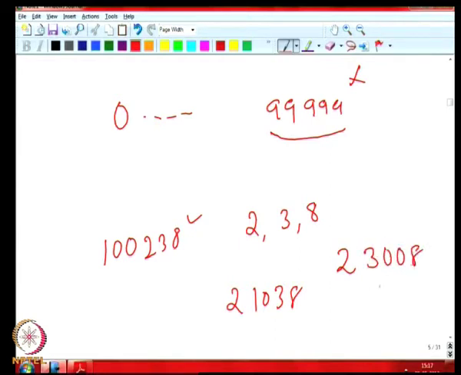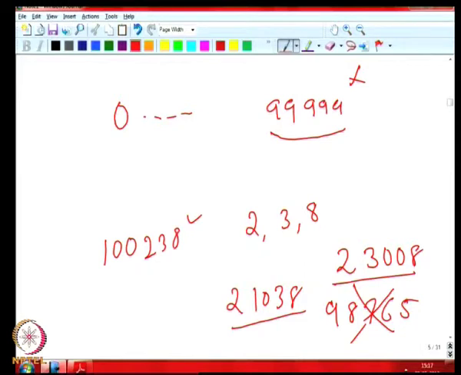But not a number like 98765, this is not fine, right. So how many numbers are there like this is the question, right. So how will we solve this?